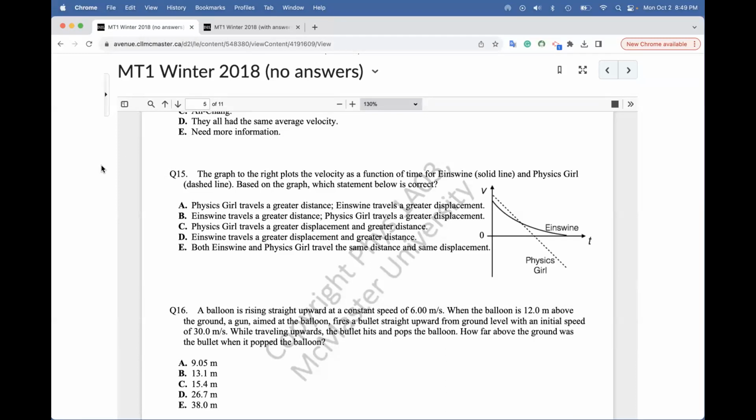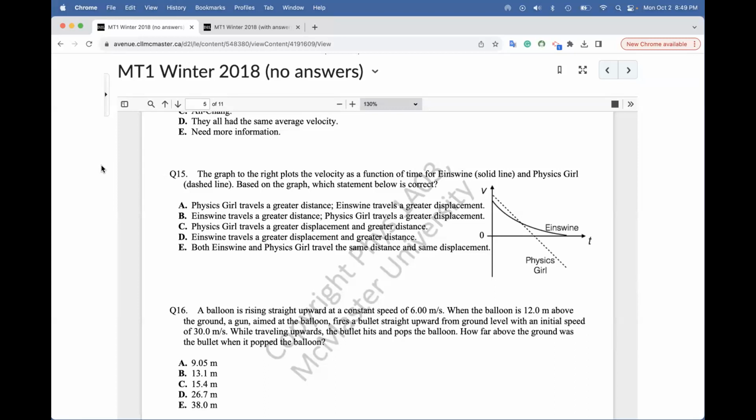So gravity is acting on both the bullet and the balloon? Or just on the bullet? I don't think so, because it says there's a constant speed, so acceleration is just 0. True. So that becomes minus 4.9 delta t squared. So then this is a quadratic equation. We've got to solve for t.